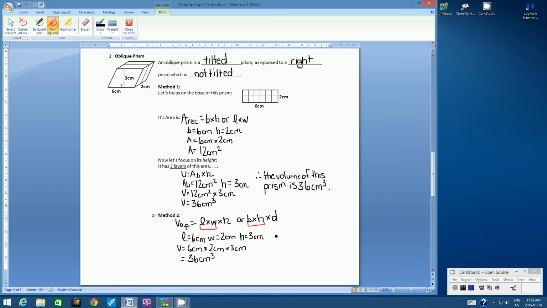So we calculated the volume, so let's write our therefore statement. Therefore, the volume of this prism is, and we look here, 36 centimeters cubed. And of course, this answer is going to match this answer because we are essentially calculating for the same question.